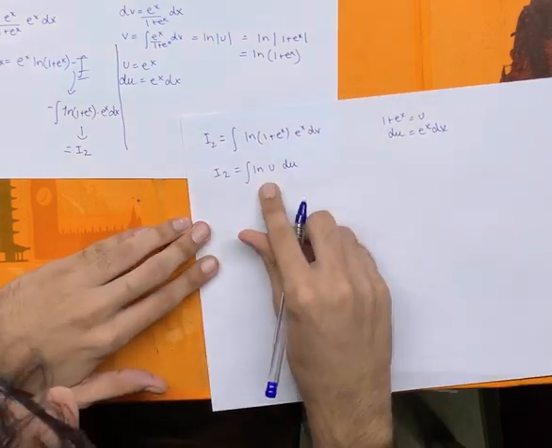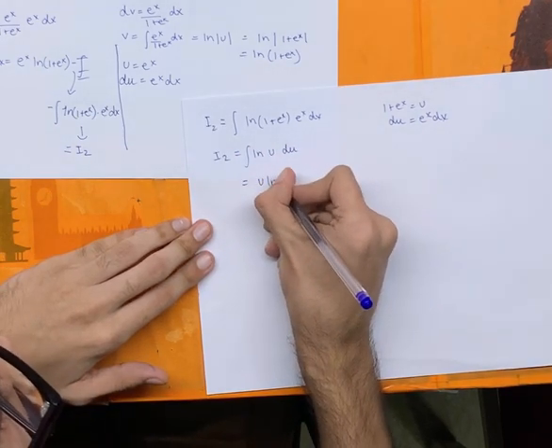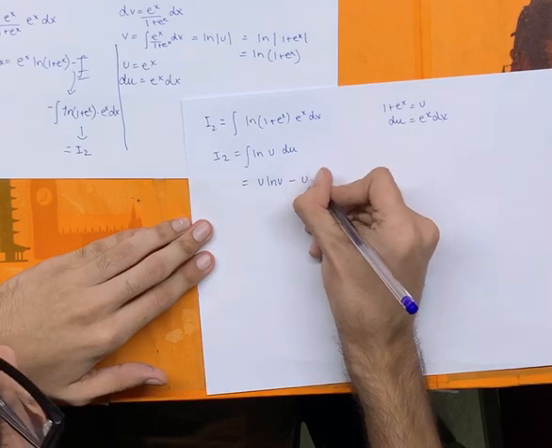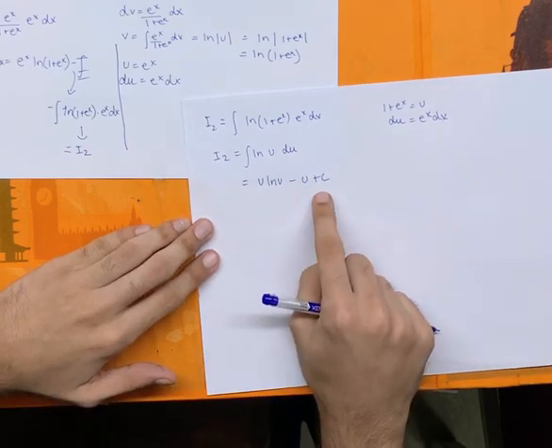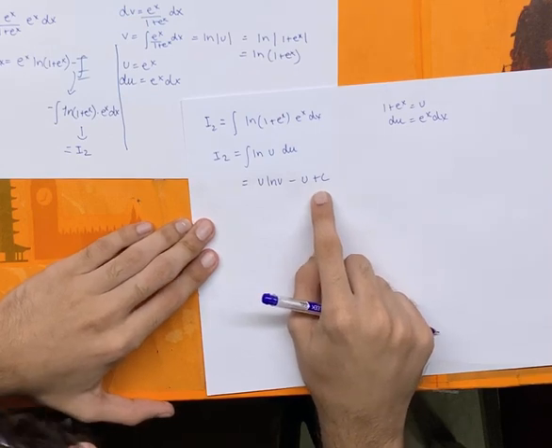And from my last video, I hope you guys remember that this is equal to u ln u minus u plus c. I'm not going to be solving this again, but I'll put a link to my last video so that you can check it out.